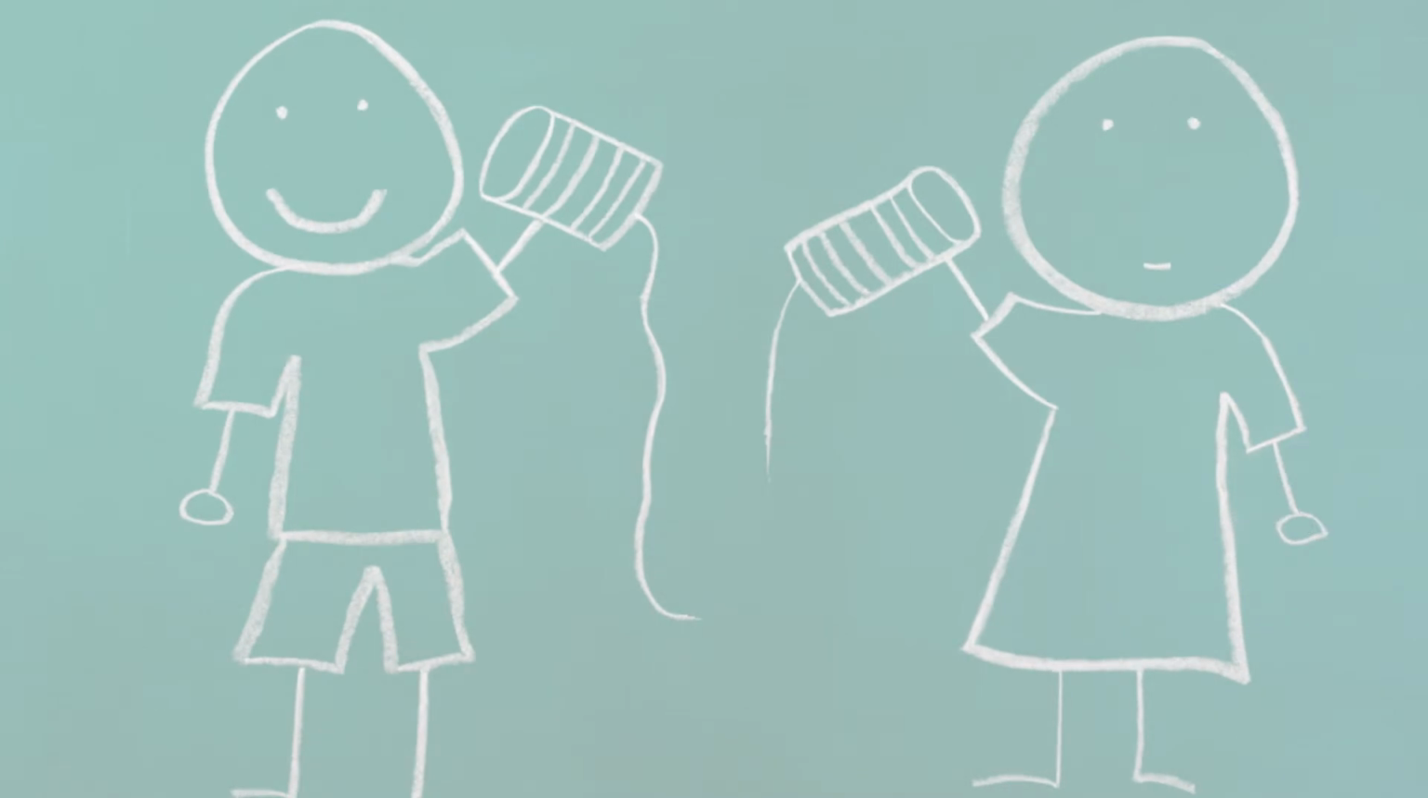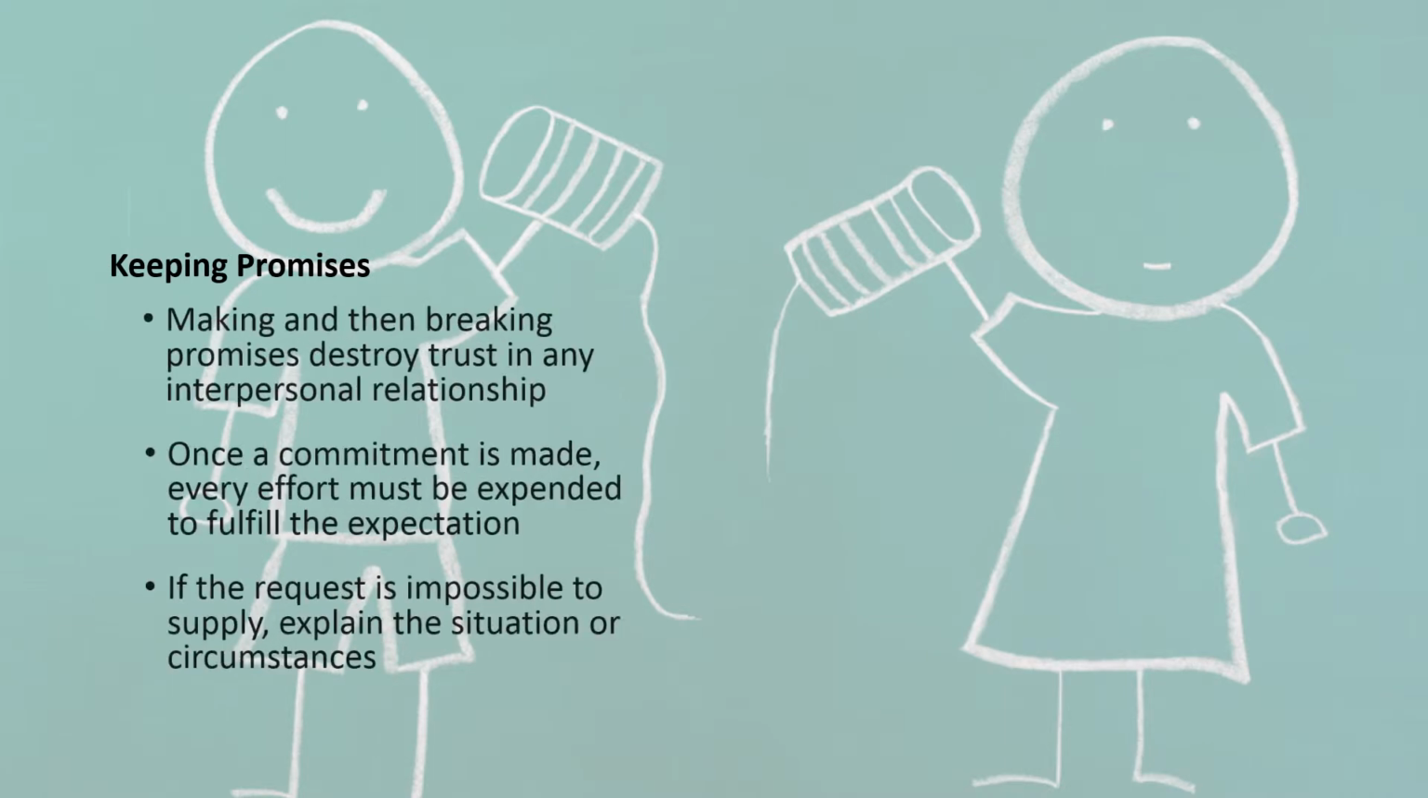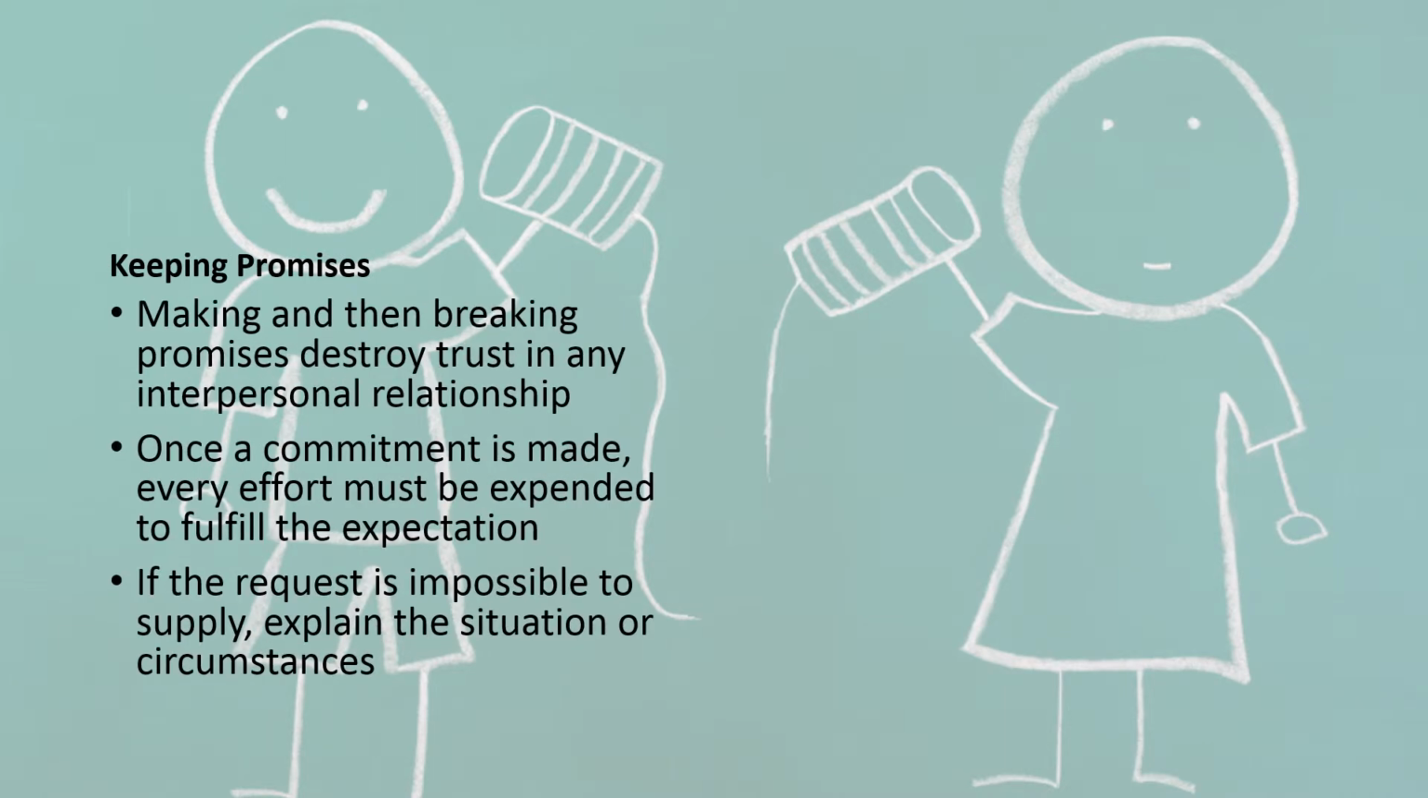Some other attributes to enhance communication style are keeping promises. Making and then breaking promises destroys trust in any interpersonal relationship. Once a commitment is made, every effort must be expended to fulfill the expectation. If the request is impossible to supply, explain the situation or circumstances.